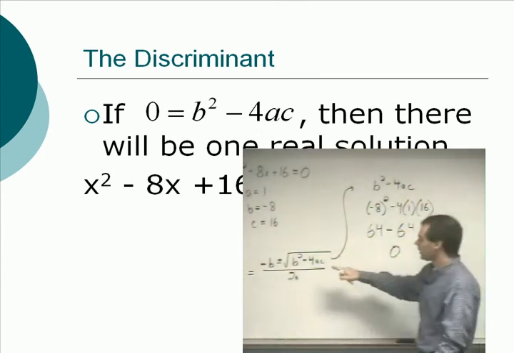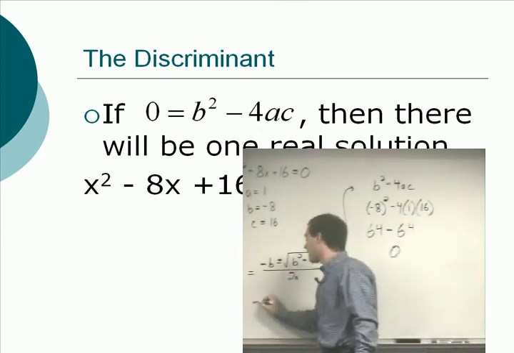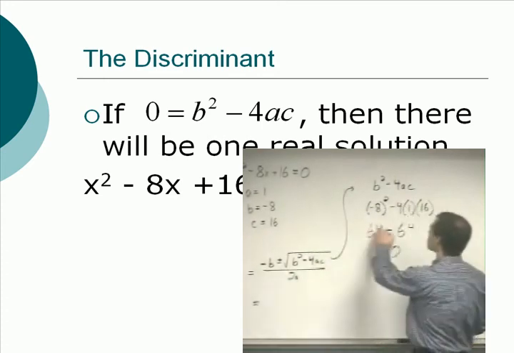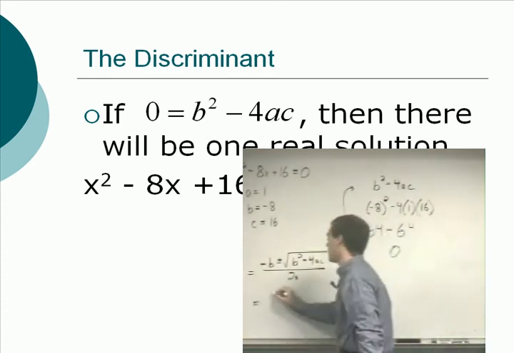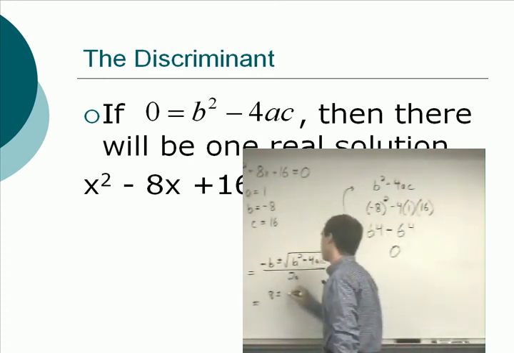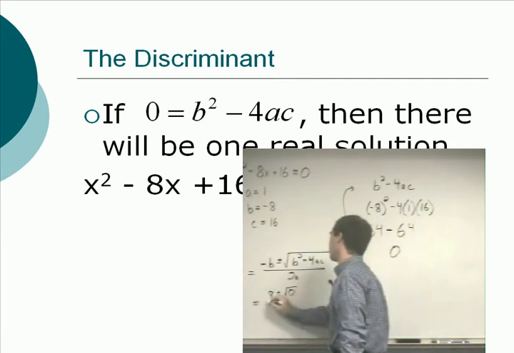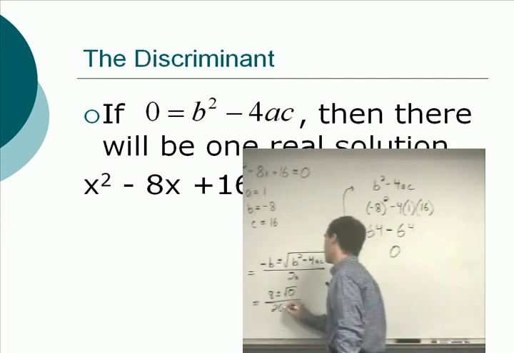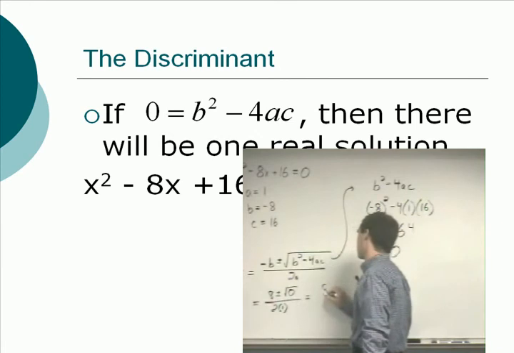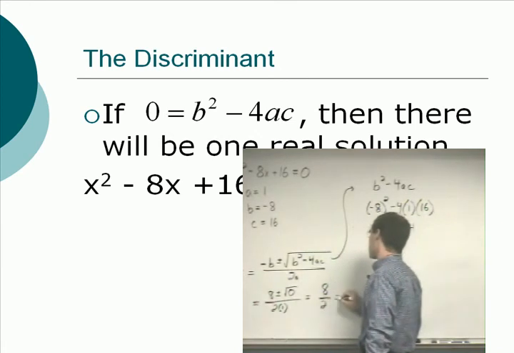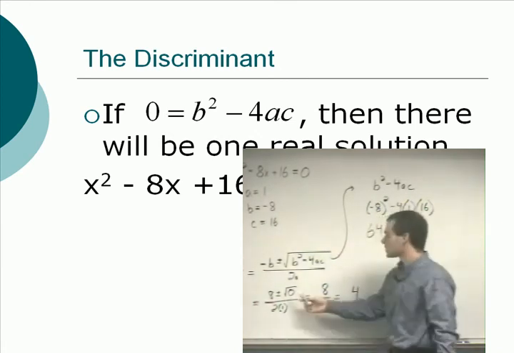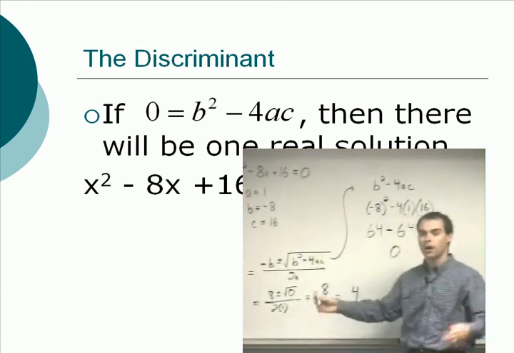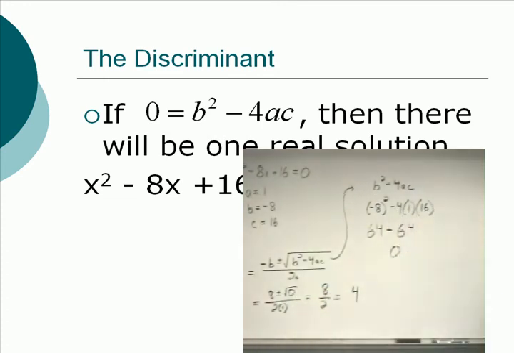What is it? Well, go ahead and evaluate your quadratic formula. Negative b is 8 plus or minus the square root of 0, as we just saw, over 2 times 1. That's 8 over 2. Or in other words, our one solution is 4 because there's nothing to plus or minus. It's gone. We only get our one solution. And so if the discriminant is 0, we only have one real solution.